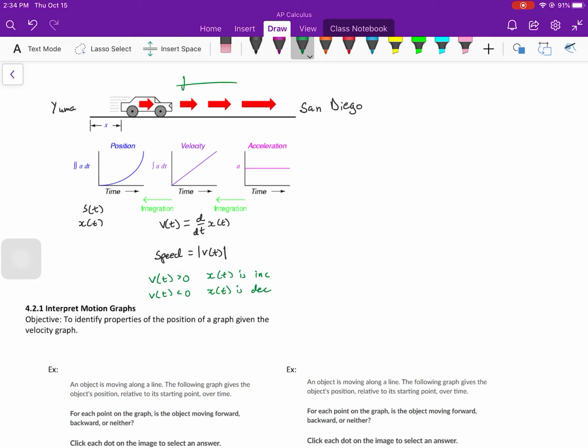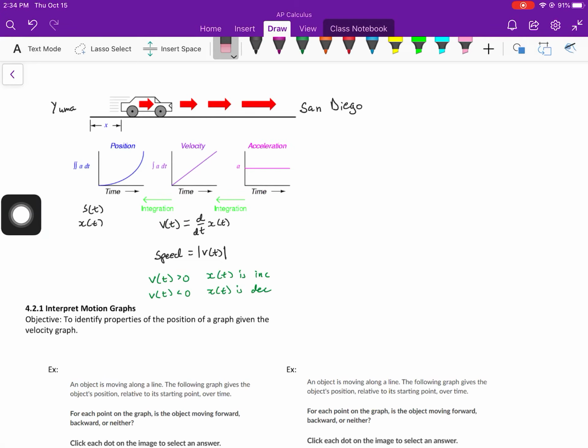We're heading this way to the left. That would be a negative velocity. To the right would be a positive velocity. So velocity tells us direction. Speed, it doesn't matter which direction we're going. If you're going 70 miles per hour, you're going 70 miles per hour. You're not going to say a negative speed. It's only positive. That's why it's the absolute value.